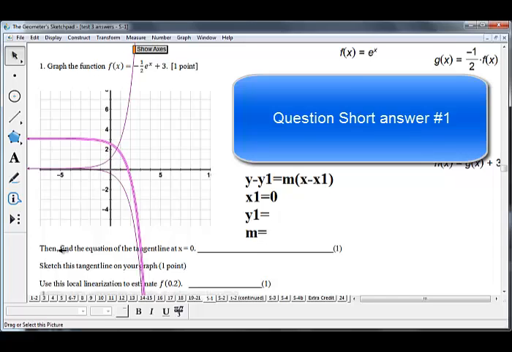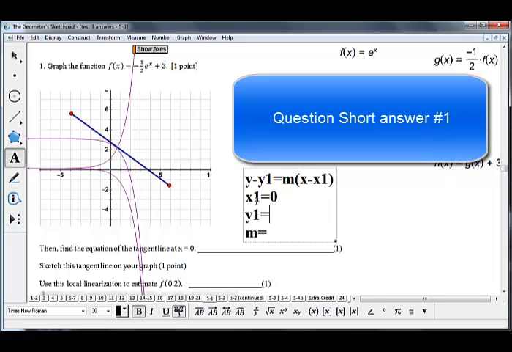So question 1 says, find the equation of the tangent line at x equals 0. If we were to draw that tangent line, it looks like it would be something along those lines here. So we can see that the slope of that tangent line is clearly negative. What we want to use is the same formula that we've used before, y minus y1 equals m times x minus x1. In this case, x1 is 0, and when I put 0 in for x, we're going to get 2.5 for y1.